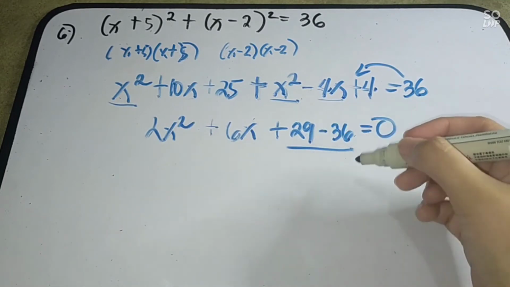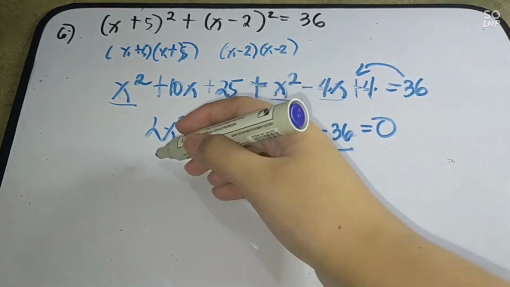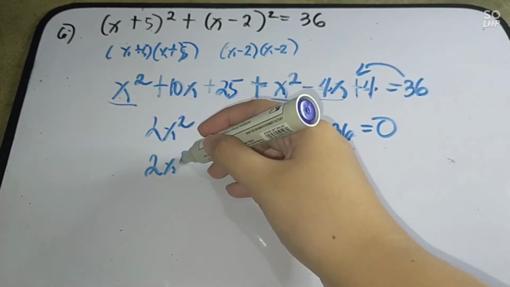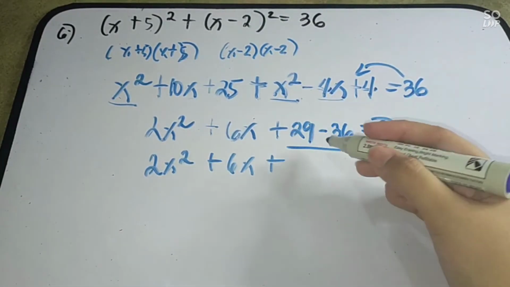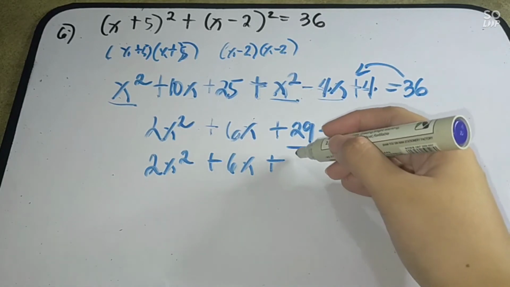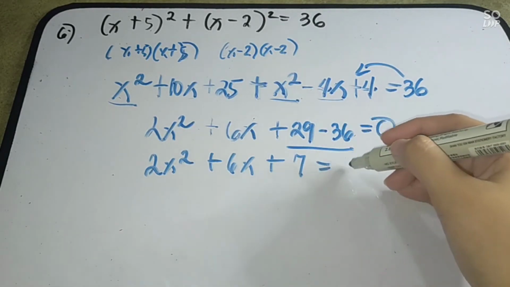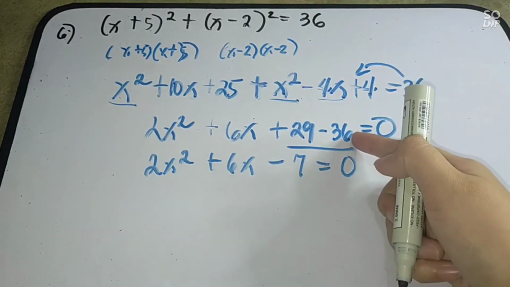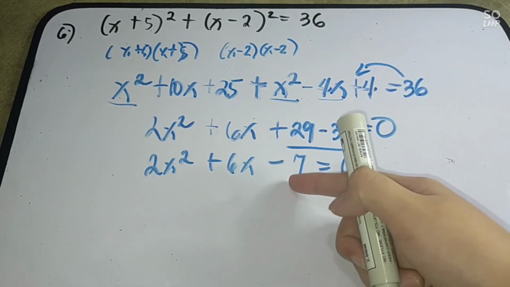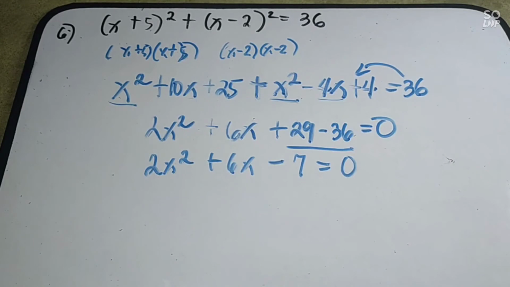So, yung 29 minus 36, isi-simplify natin. So, you have here 2x squared plus 6x, then plus 29 minus 36, the answer is 7, is equal to 0. So, it should be negative pala. Kasi mas mataas yung 36, which is negative. Kaya kailangan negative 7. Then, afterwards, ipa-factor na natin siya.